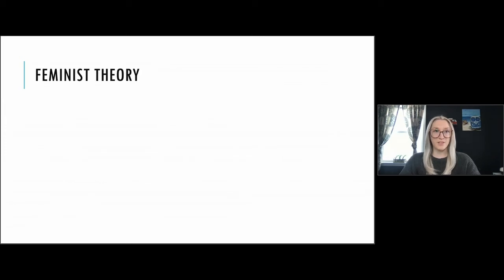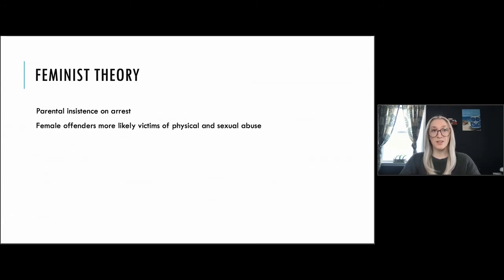So getting to the feminist theory. Here we have in the feminist theory that females are actually more likely to be arrested when a parent insists on arrest, and that parents typically insist on a female's arrest more than they do for their male child. That female offenders are more likely the victims of physical and sexual abuse than are males. So they found that actually 3/4 of sexual abuse victims are girls.